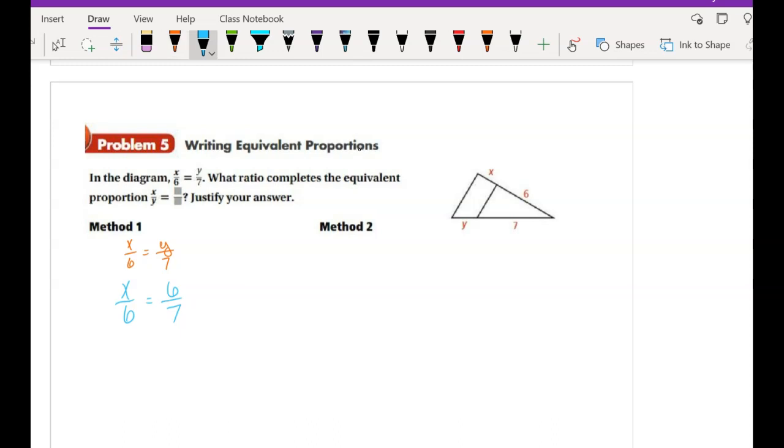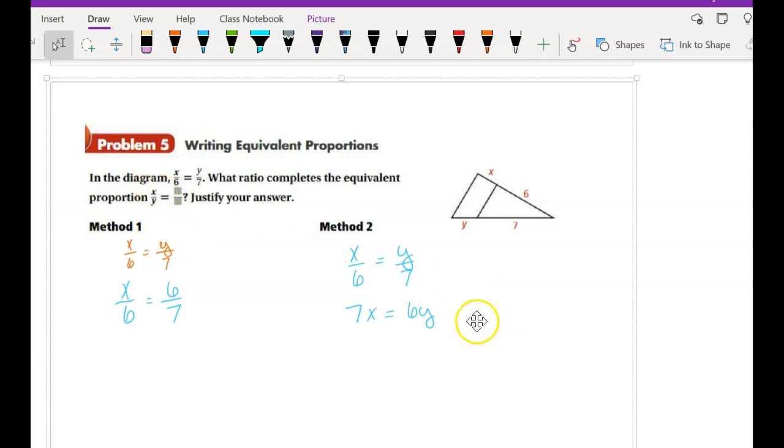Now let's take a look at the second method, and that's all I need to do. So I've got x over 6 is equal to y over 7. Okay, now I'm going to cross multiply. So I get 7x is equal to 6y. So I have x right here. So I'm trying to make it look like this. I want it to be x over y. So I can divide this side by y.